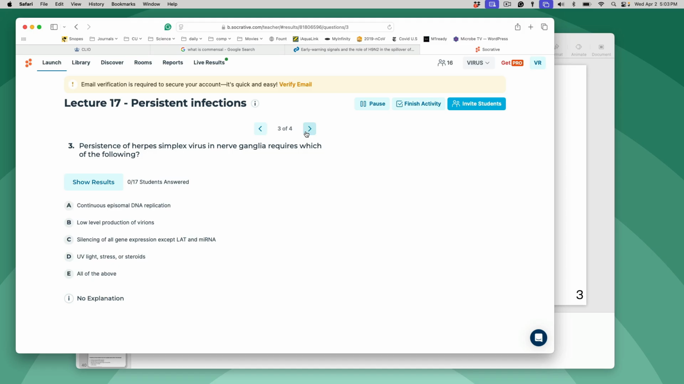Persistence of herpes simplex virus in ganglia requires which of the following? Continuous episomal DNA replication, low-level production of virions, silencing of gene expression except LAT and microRNA, UV light stress or steroids, all of the above. Persistence requires which of the following? Okay, how did we do?